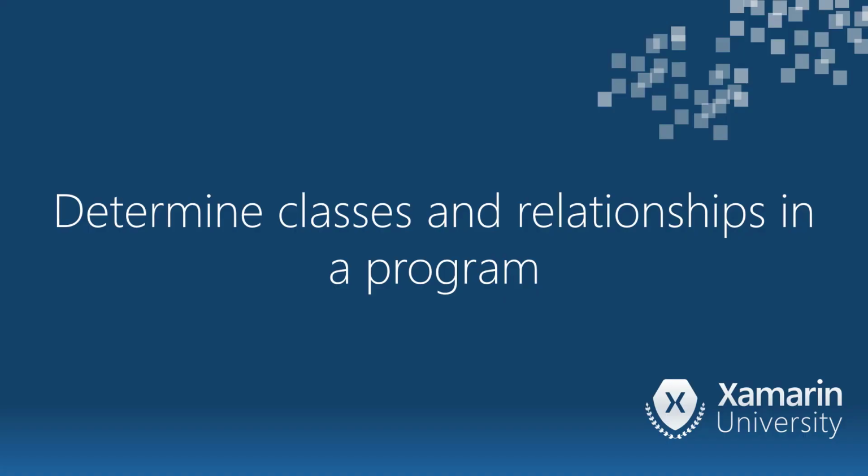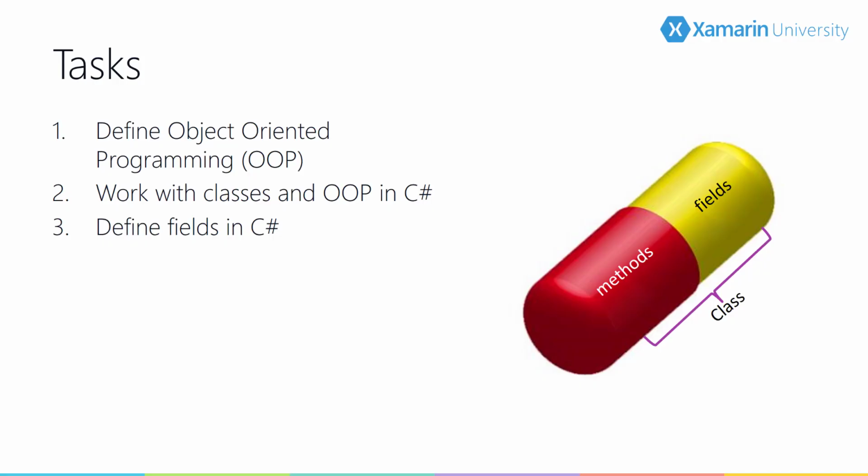So we're going to get started with our first objective, which is to understand the world from the perspective of object-oriented programming. And to do that, we're going to start by defining object-oriented programming, looking at how we can create classes in C#, and also how we can define fields inside of our classes.